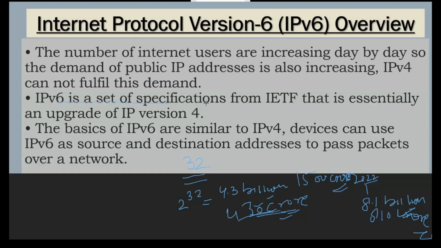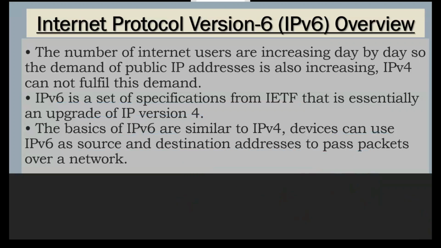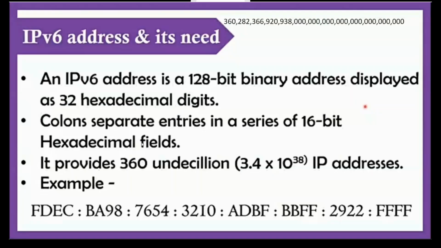IP version 6 is a set of specifications from the IETF, which developed it. It is essentially an upgrade of IP version 4, the successor version. The basics of IP version 6 are similar, most of the things are similar here also. A device can use IP version 6 as the host and destination address to pass packets. Within your network also you can assign IP version 6 to send your data. That will work, no issue. And then we'll discuss the features of IP version 6.